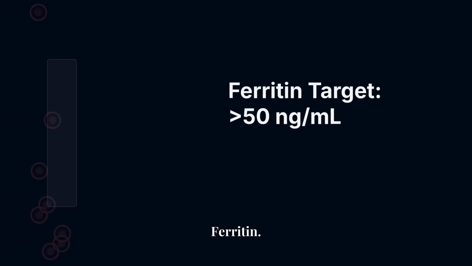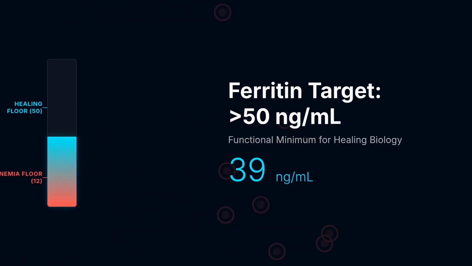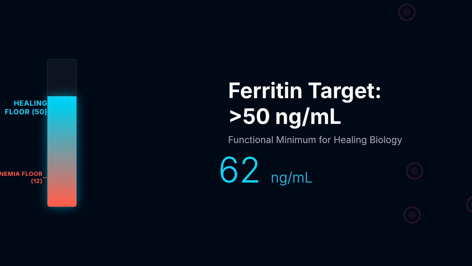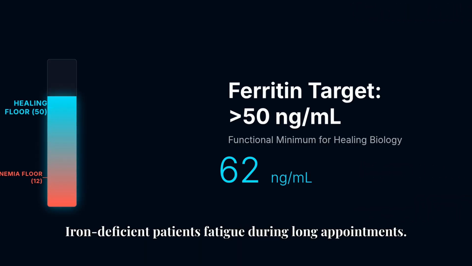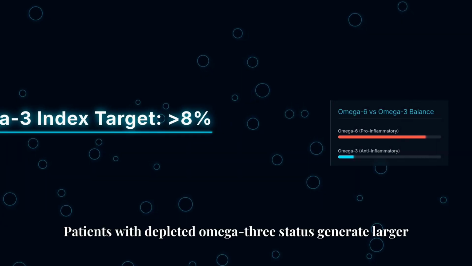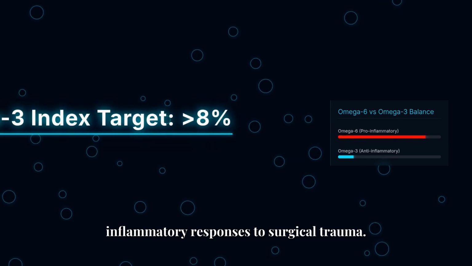Fourth, ferritin. Target above 50 nanograms per milliliter. For healing biology, 50 is the functional minimum. Iron deficient patients fatigue during long appointments. Fifth, omega-3 index. Target above 8%. Patients with depleted omega-3 status generate larger inflammatory responses to surgical trauma.